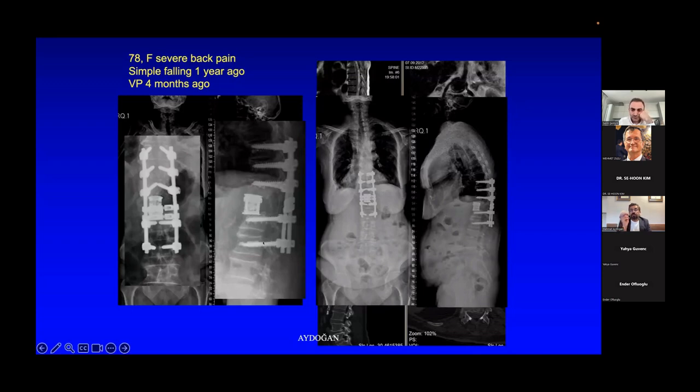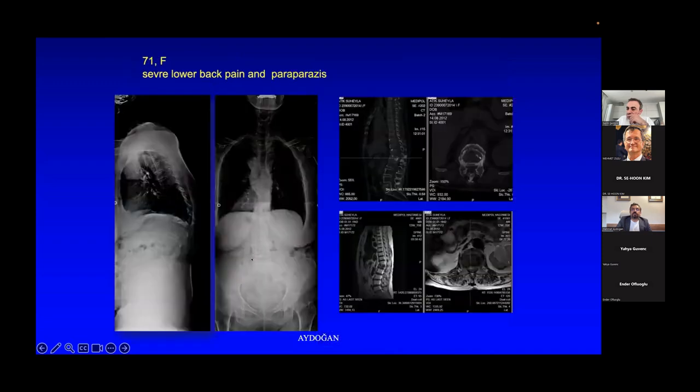I shaped the bone cement like rice grains and put them inside the pedicle screw holes just before the screw insertion. And this is the bone cement around the screw. Still, I use this technique sometimes.